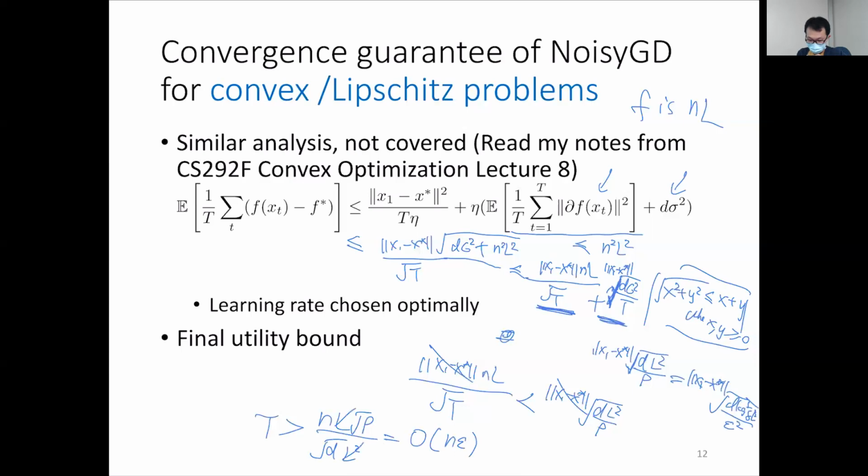Okay, wait, it's not n epsilon, this is square root of t, right? So t needs to be larger than n square epsilon square in order for this algorithm, under the weaker assumption, to converge to something that's good, to converge to something that's nearly information theoretically optimal.